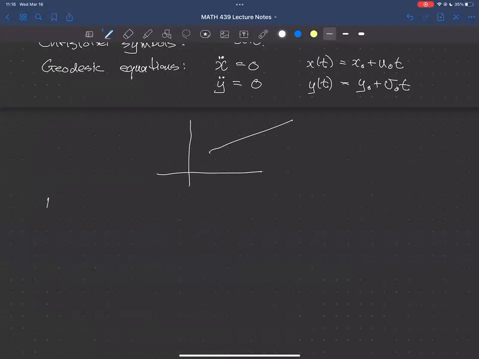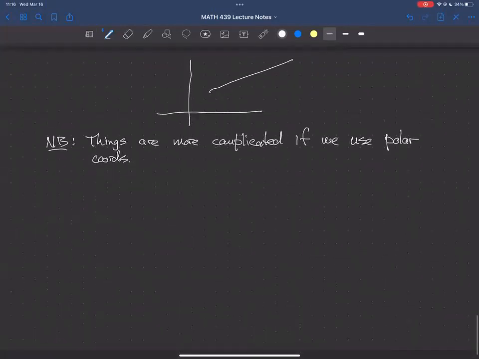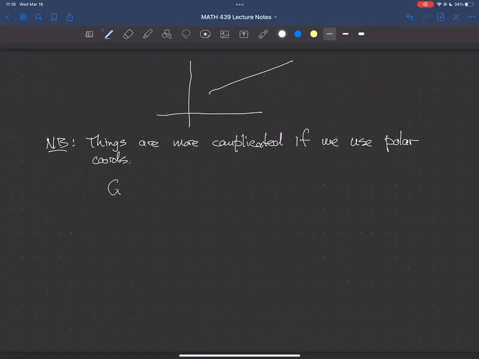So note, things can get very complicated if you don't use the right coordinates. If you change coordinates here to, let's say, polar coordinates, Henry's going to do this computation in the tutorial, but G in polar coordinates turns out to be this.